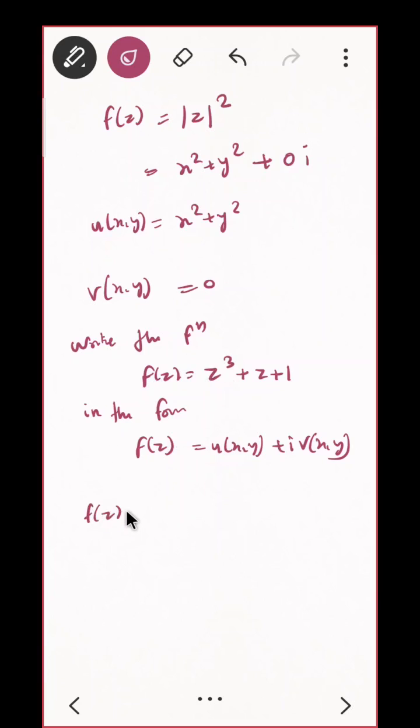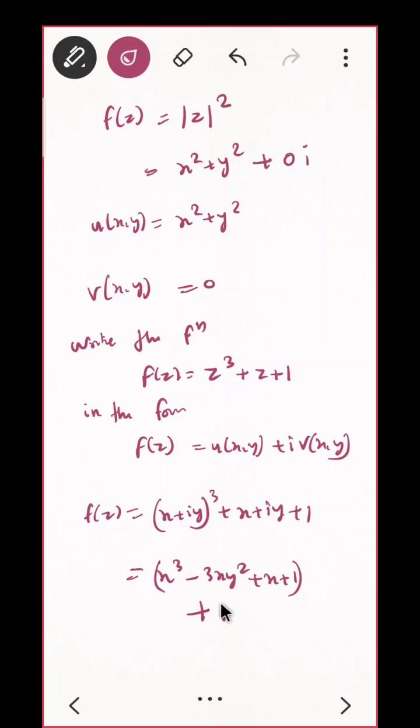So f of z will be (x plus iy) the whole cube plus x plus iy plus 1. Take all real parts together, you'll have x cube minus 3xy square plus x plus 1. So this will be the real part, plus i times the next part, which will be 3x square y minus y cube plus y. So you are able to write this in the form where this is my u and this is my v.